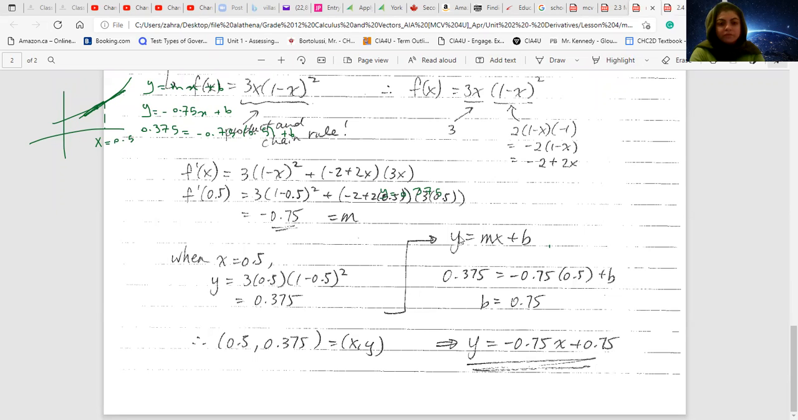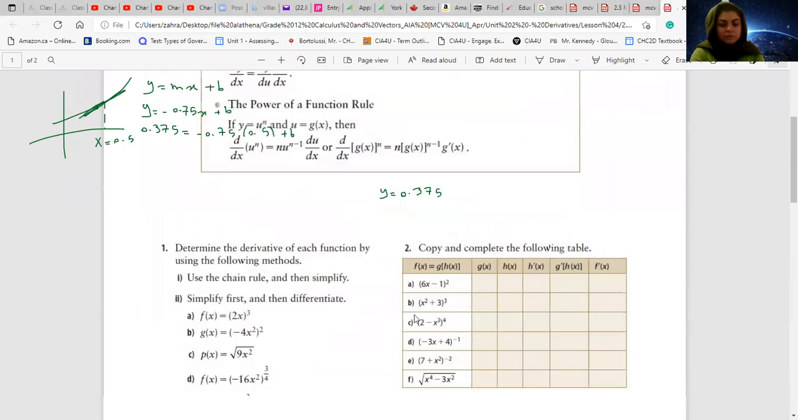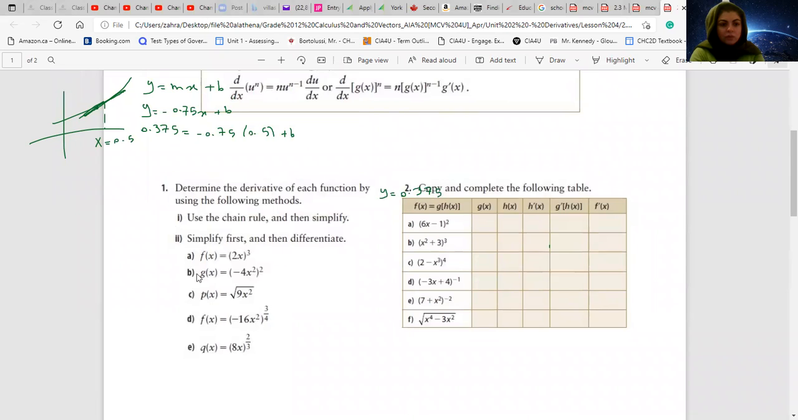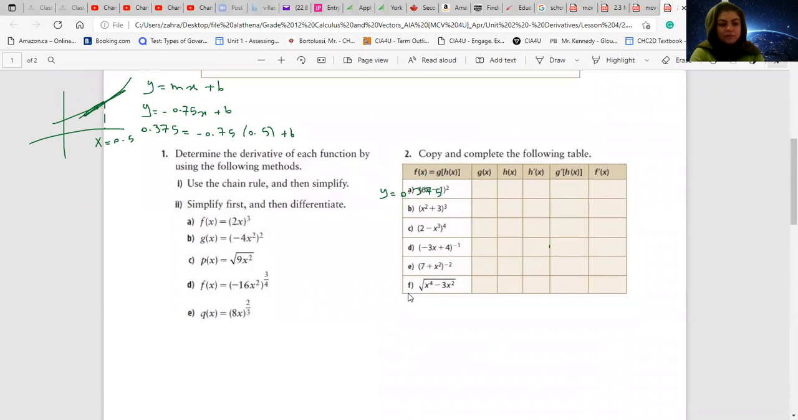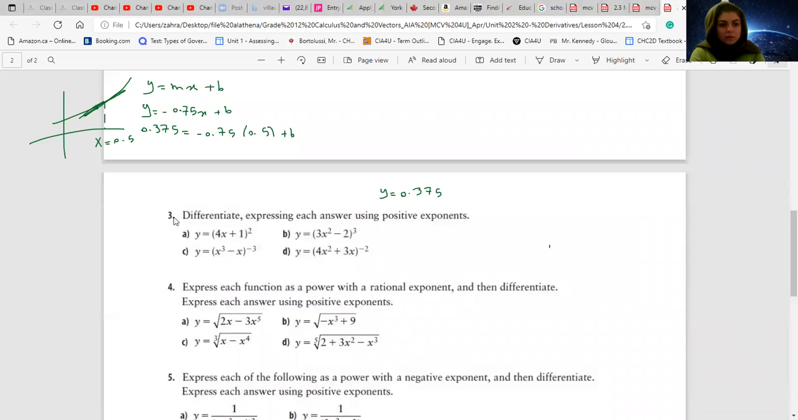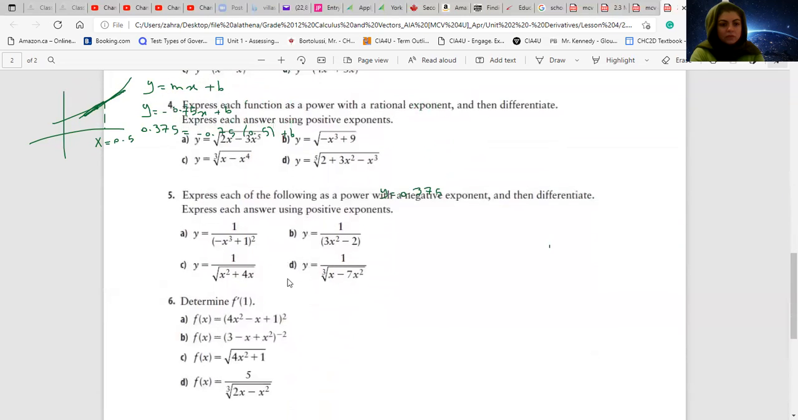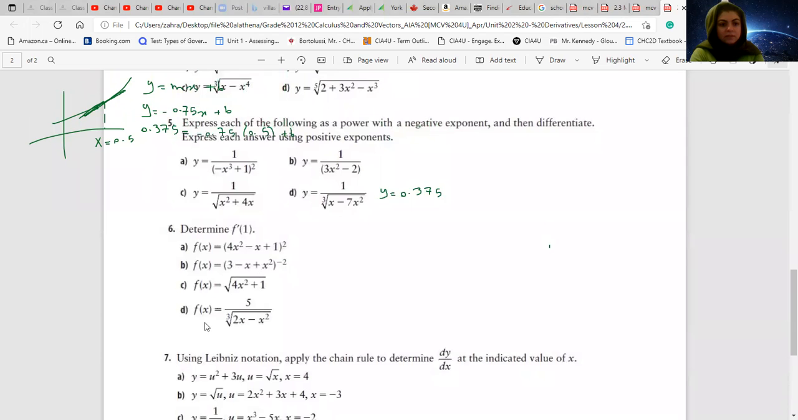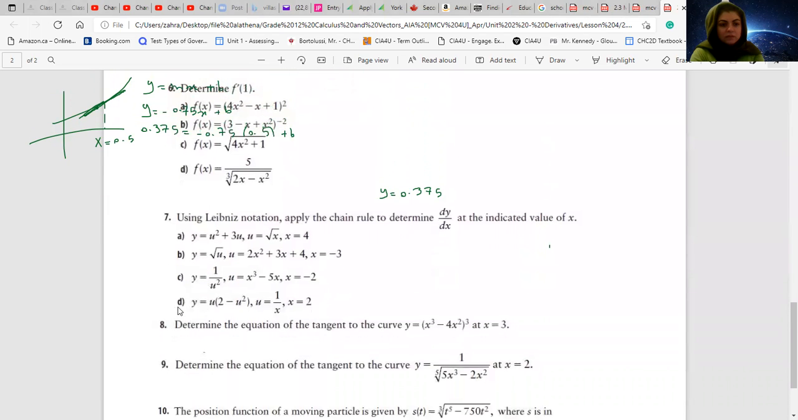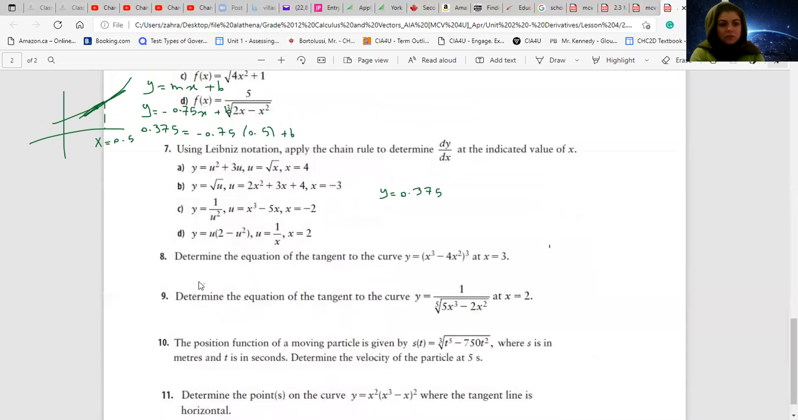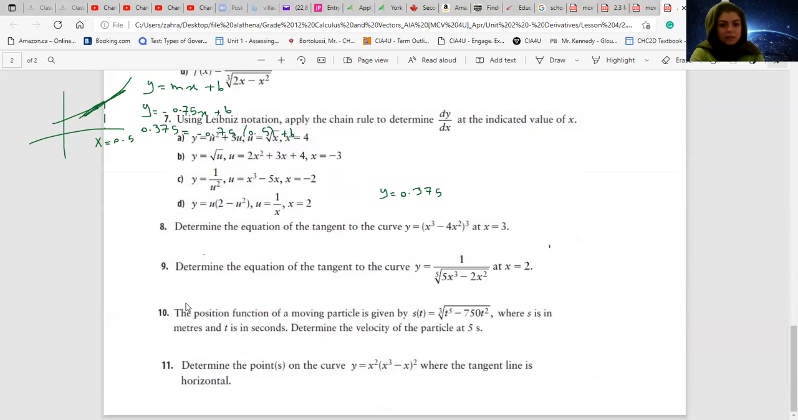Okay, for the worksheet, you can do question 1 part C, question 2 parts C, D and F, question 3 D, question 4 D, question 5 D, question 6 D, question 7 you do D, question 8 and 11.